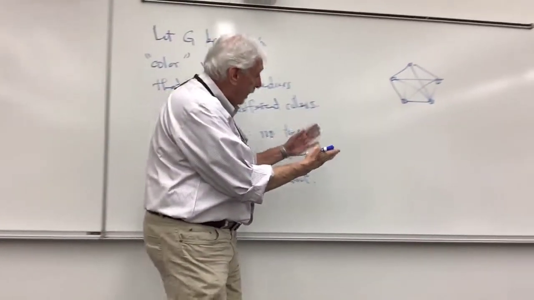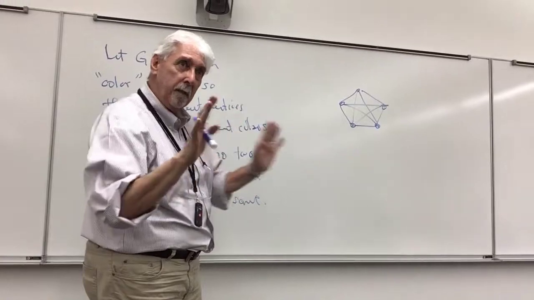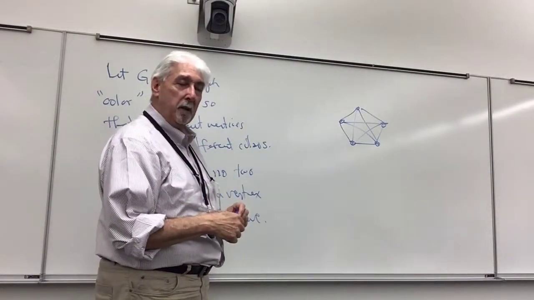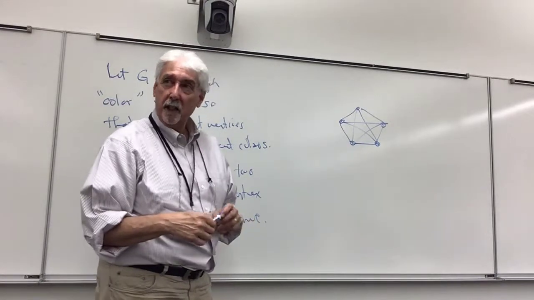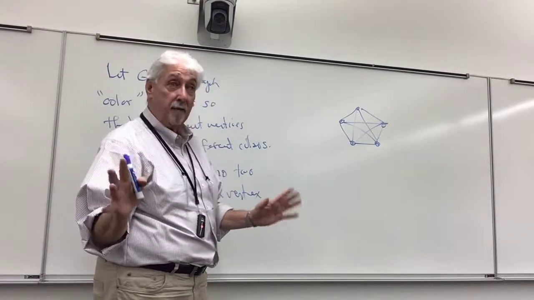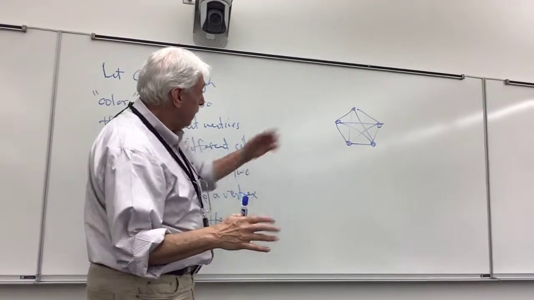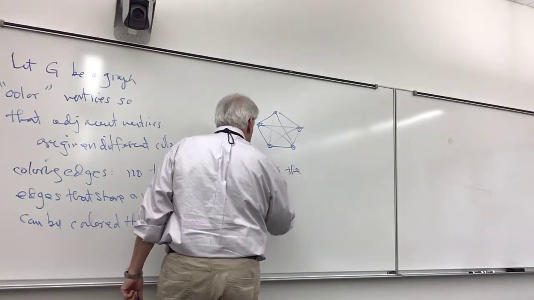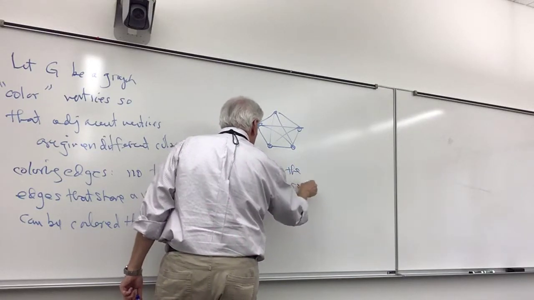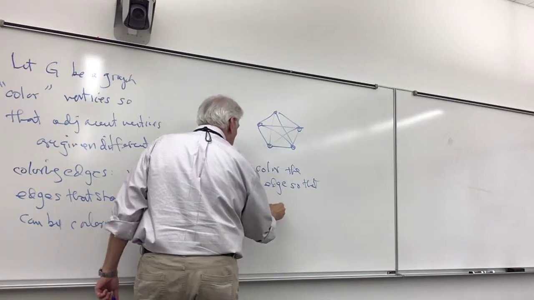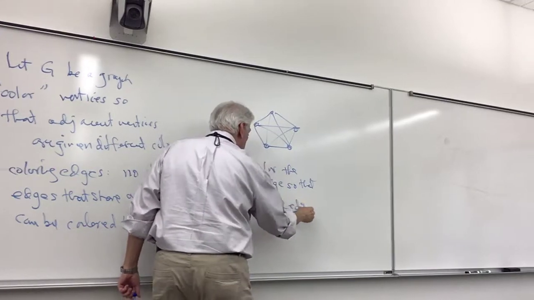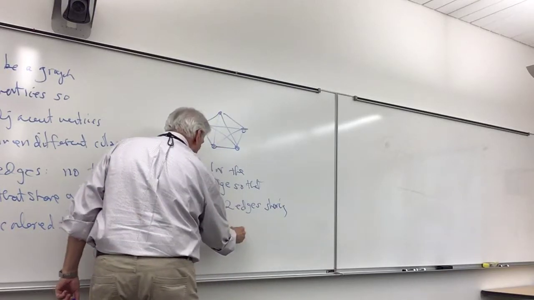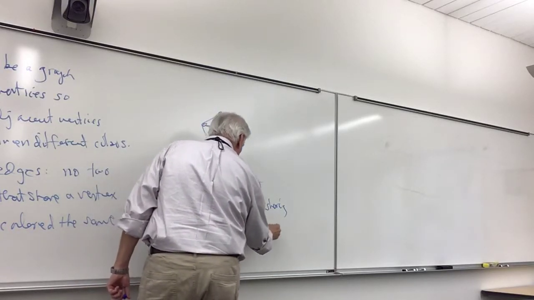I want to color this. Let me back up. Can you color the vertices with 5 colors so that no two adjacent vertices are given the same color? Yes. That's a pretty obvious question, right? Okay, same question for edges. Can you color the edges so that no two edges sharing a vertex are given the same color?